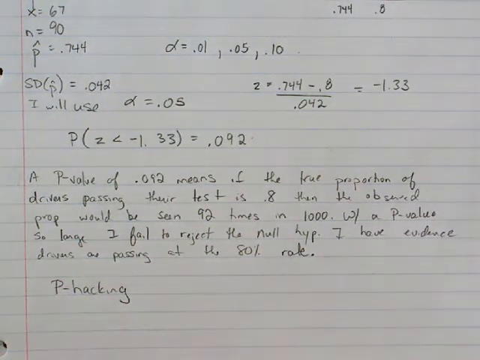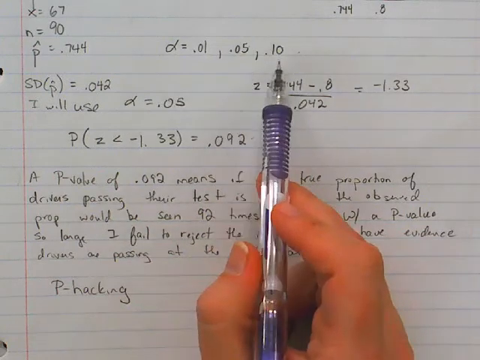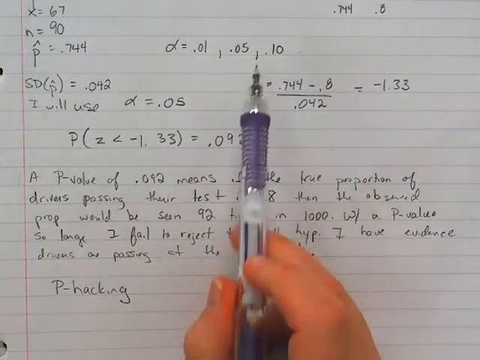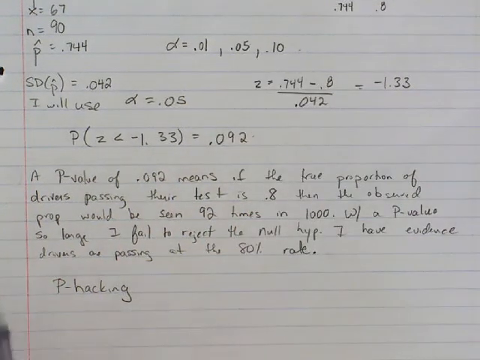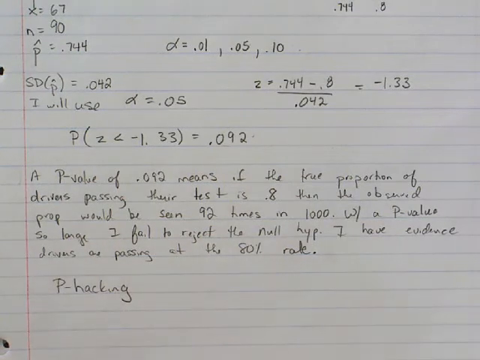This is called p-hacking. Should totally look it up. It gets you onto that 538 website, and it's kind of fun stuff. If you look into p-hacking, when you get a result that is close to one of your alpha levels, you can just kind of adjust your alpha levels and force your outcome to come a certain way. If I had an alpha level of 0.10, instead of saying I have a p-value so large, I would say I have a p-value so small, I reject the null hypothesis. I have evidence drivers are passing less than 80%.